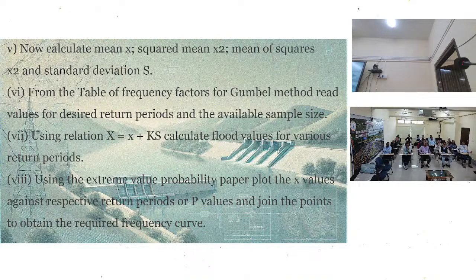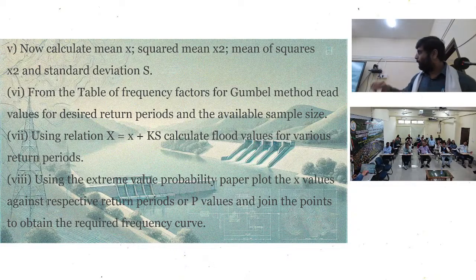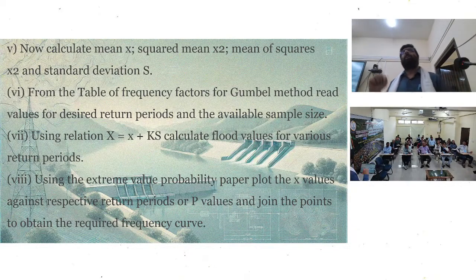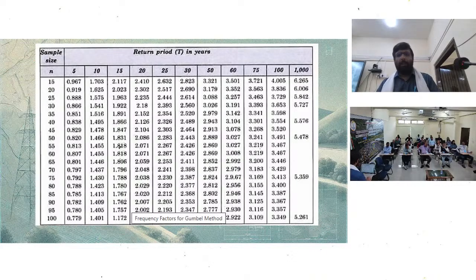Once you plug these in here, depending on the return period you are using, the K value will differ. If you are using 25 years, the K value will be different; if you are using 50, the K value will be different. Using these values, you can plot a curve and find out my estimated design discharge. This is the value of K depending on the return period and the sample size you have.